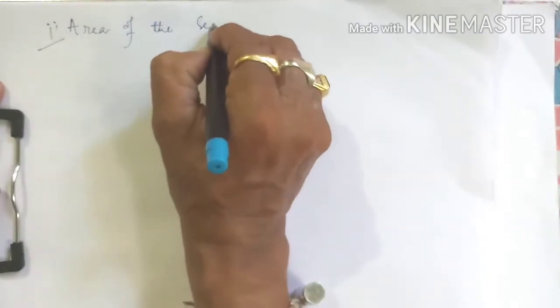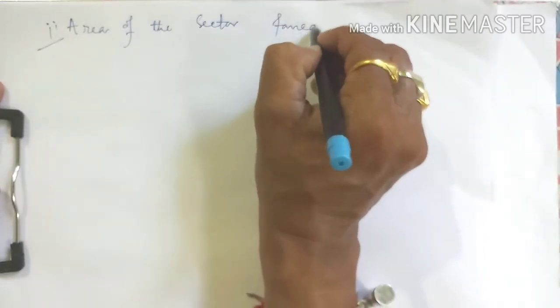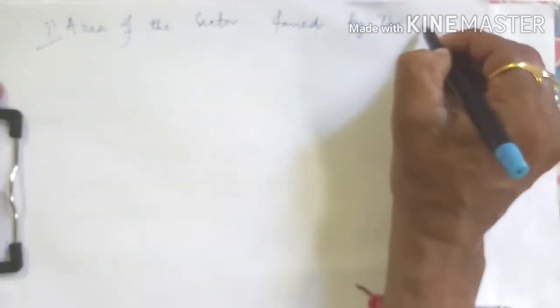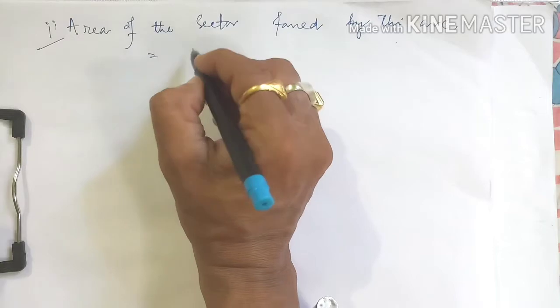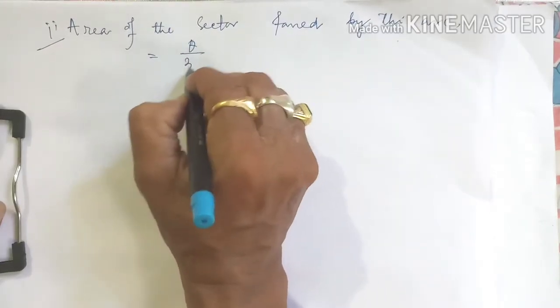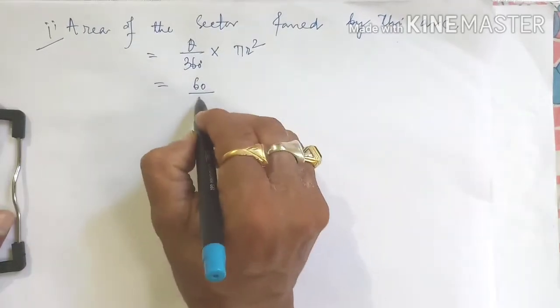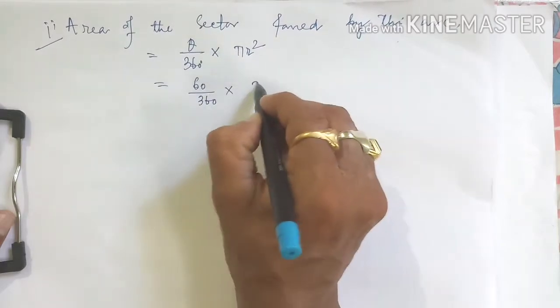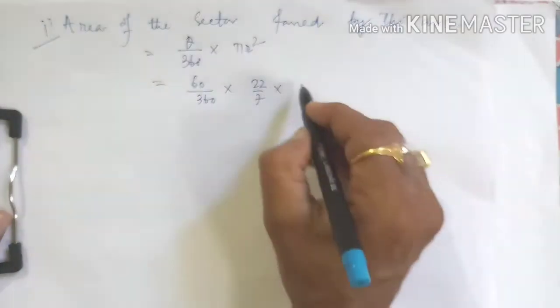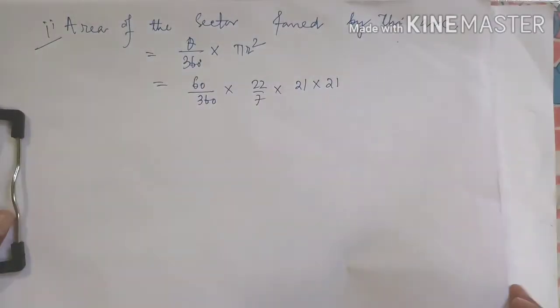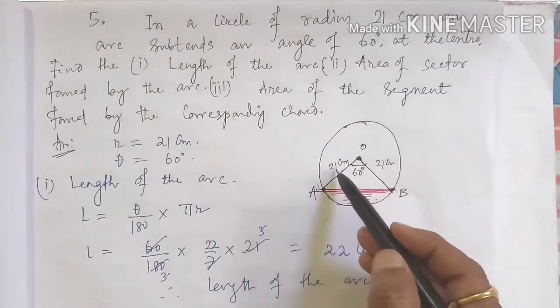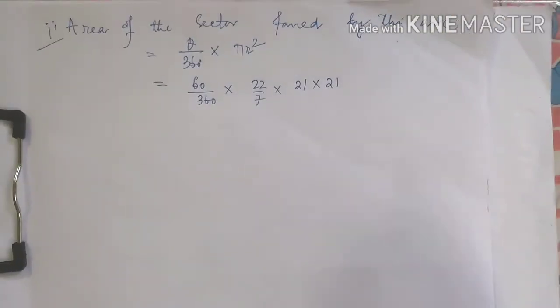Next, the area of the sector formed by this arc, which is equal to theta by 360 degree into pi r square, and this is 60 by 360 into 22 by 7 into radius 21. Isn't it? Already here you see, students, radius is 21, angle 60, that means pi r square theta by 360.